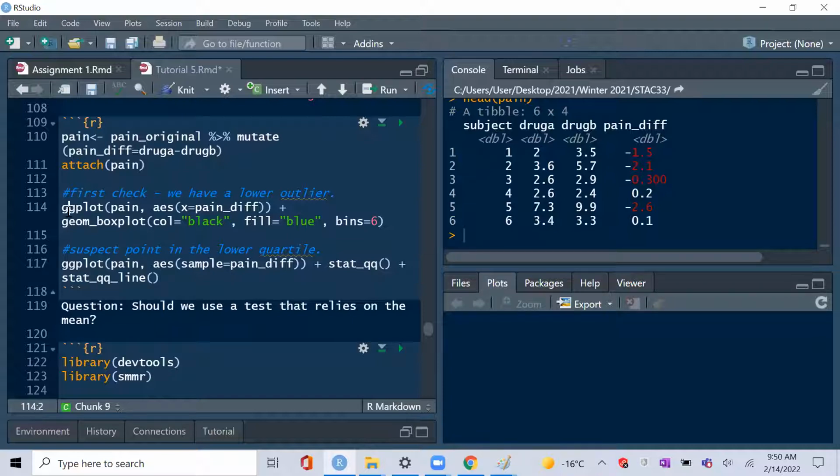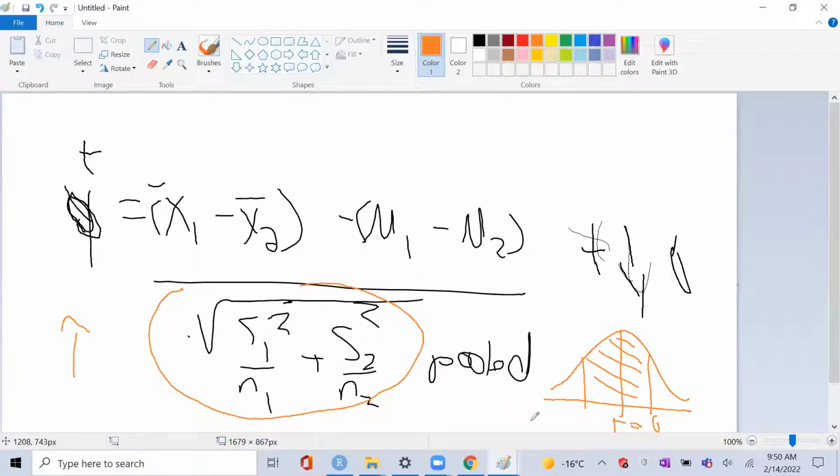And now I'm going to plot this. I'm going to plot my pain diff because I want to see if it's actually normal. If the difference is not actually normal, I've got a problem with my test. You can see that this difference here, we're assuming that x1 bar minus x2 bar is normal with a mean of 0 and a particular variance given to us as the following.